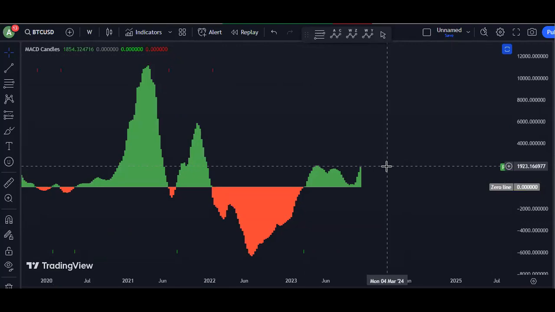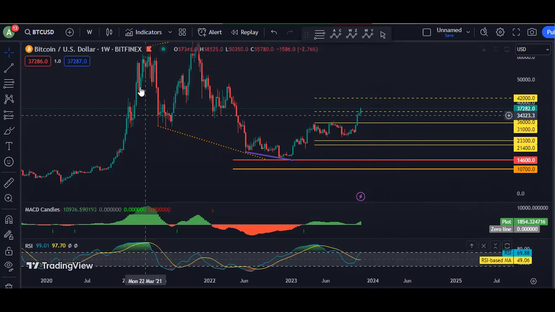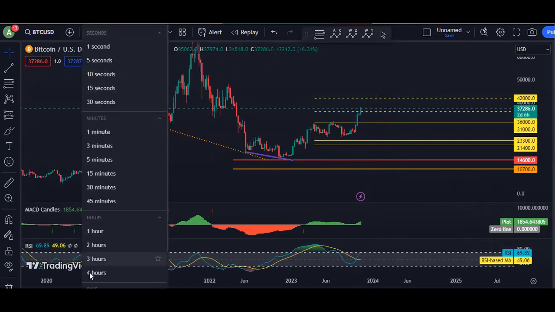Based on weekly, we still have a divergence, on MACD and even the second indicator. But as I mentioned, we are not looking for the reversal, but we may get a deeper correction. At this point I don't see any trade setup.